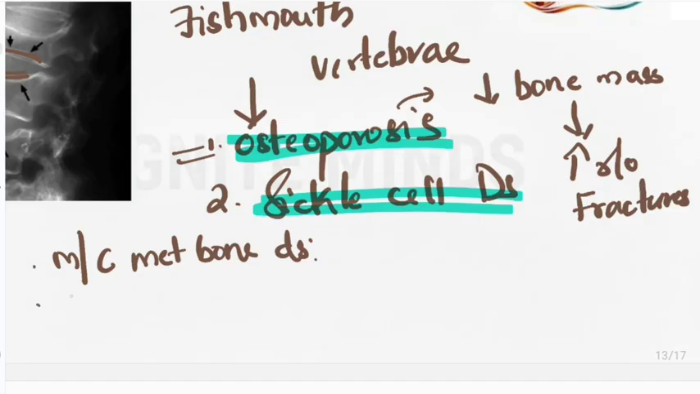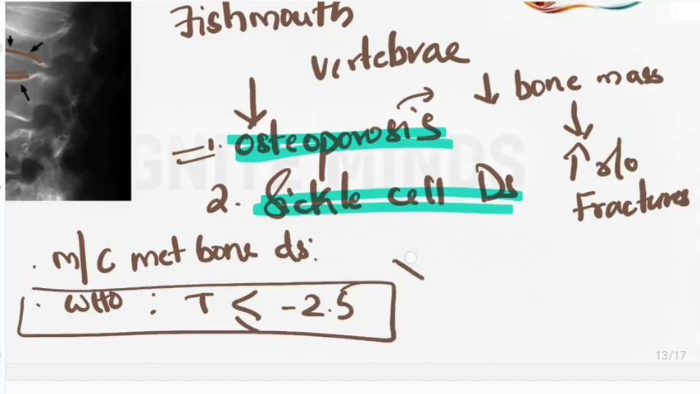And the WHO definition of osteoporosis is if the T score is less than or equal to minus 2.5. This is important, right? Write it down. Now what is the gold standard for diagnosis of osteoporosis? Very, very important, that is DEXA scan.